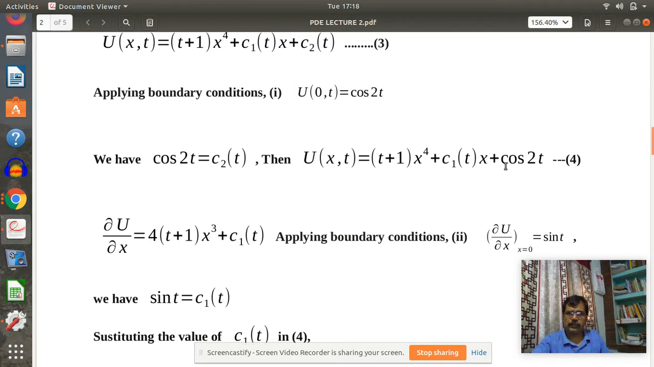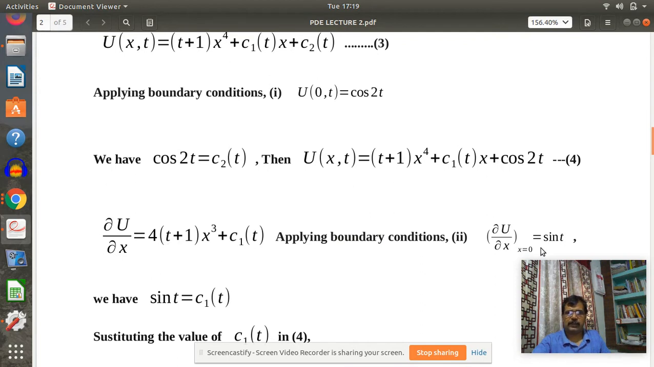Then I am differentiating this fourth equation partially with respect to x, that is taking t as a constant. On differentiating the first term, (t plus 1) into x raised to 4, we get (t plus 1) into 4x cube, that is 4 into (t plus 1) x cube. The derivative of the second term is c1 of t. The third term, cos 2t, is completely a function of t and independent of x, so the corresponding term is 0. So what we get is ∂u/∂x is 4 into (t plus 1) into x cube plus c1 of t.